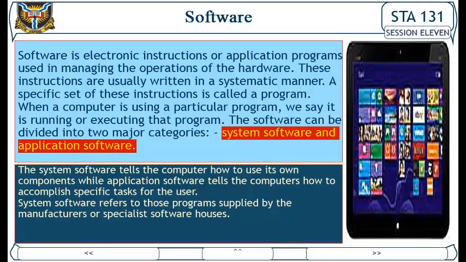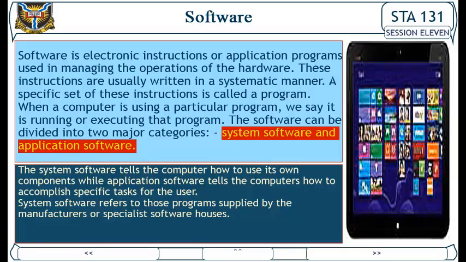Software. Software is electronic instructions or application programs used in managing the operations of the hardware. These instructions are usually written in a systematic manner. A specific set of these instructions is called a program. When a computer is using a particular program, we say it is running or executing that program.